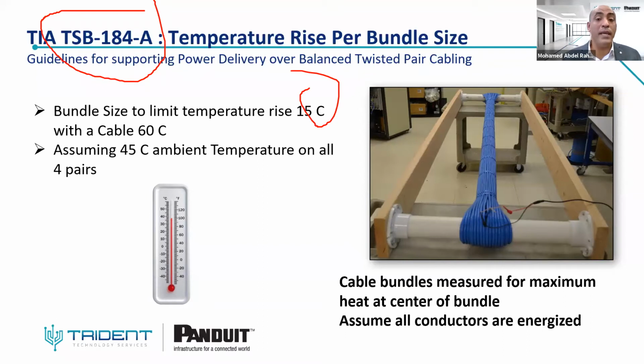Also, the TSB, the TIA guidance, puts several other recommendations. When you are talking about the POE++ or higher power, starting from greenfield installations, use Cat6A cable for higher performance in data rate and to improve the thermal performance of the cable. Also, we will discuss how many cables can be bundled in the following slide.